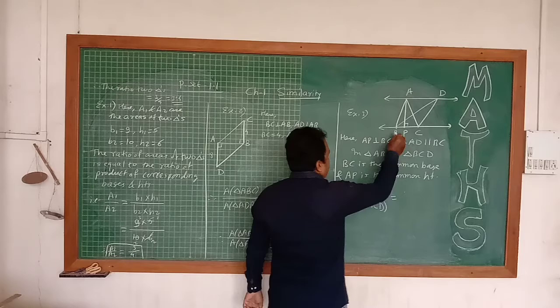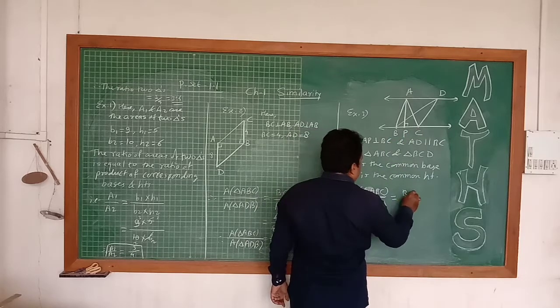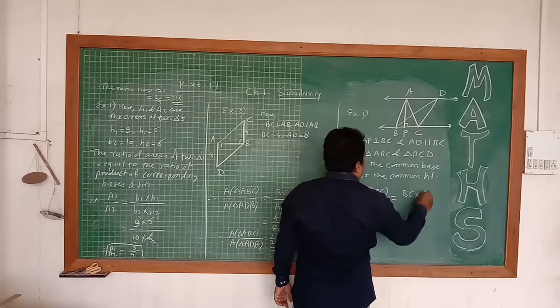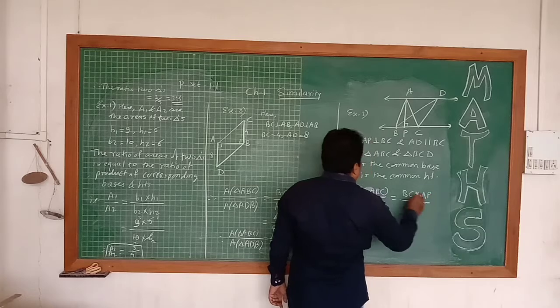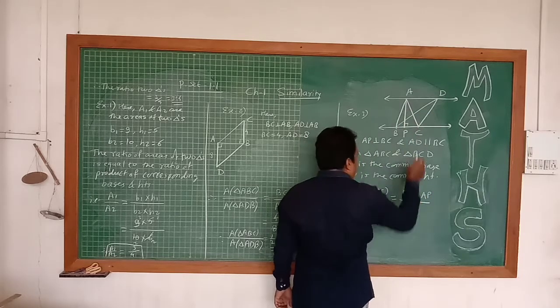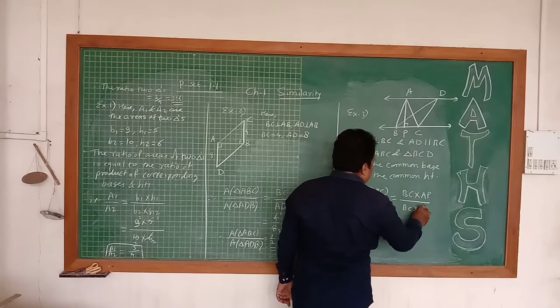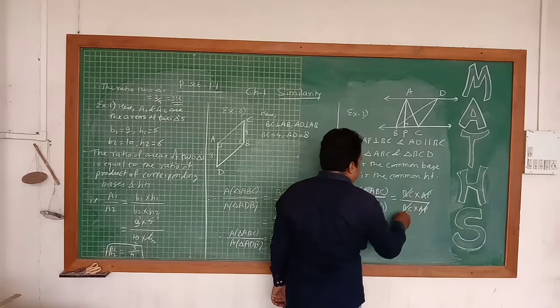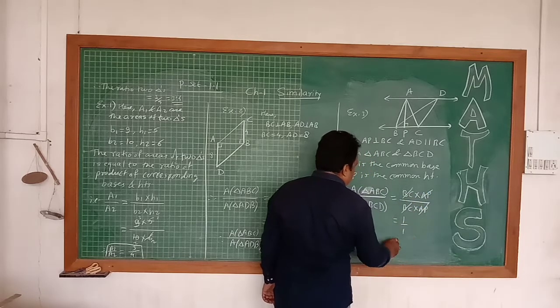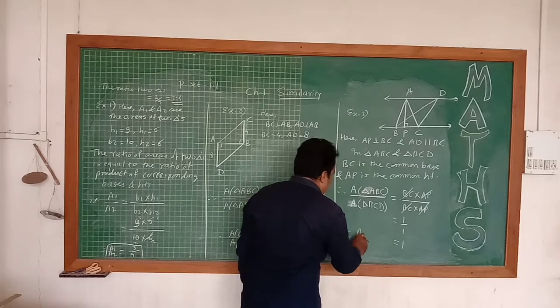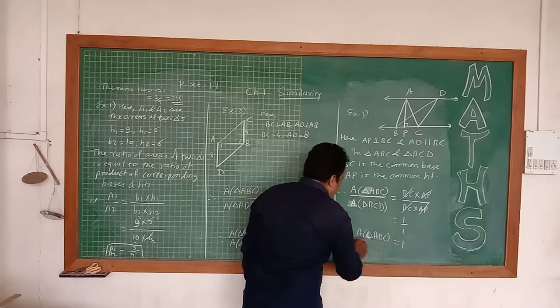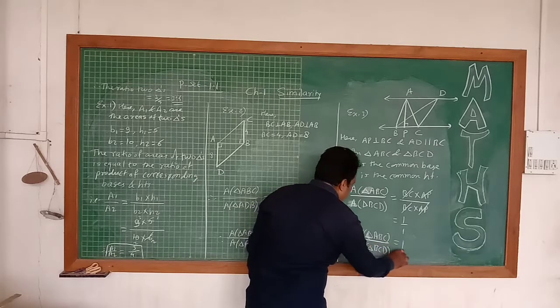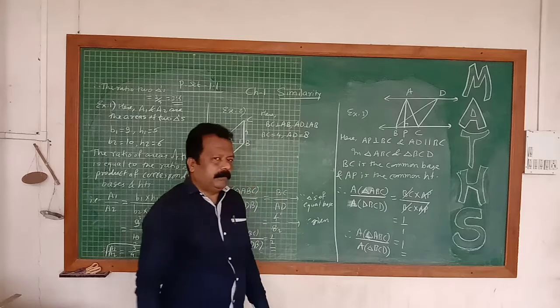Any method we can write. I am writing base BC and height AP for this triangle, and for the other triangle base BC and height also AP. So AP cancels, BC cancels. So 1 upon 1 means 1. Therefore, area of triangle ABC divided by area of triangle BCD is equal to 1 or 1 upon 1.